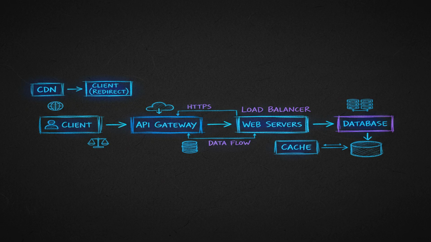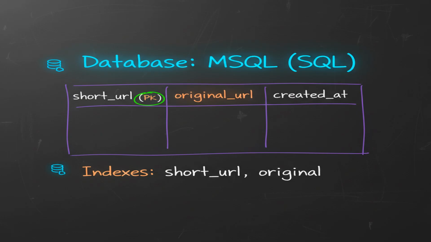Here's the high-level architecture. Clients send shortening requests to an API gateway, which routes them to our web servers. A load balancer distributes traffic across these servers. The web servers interact with a database to store URL mappings and a cache for frequently accessed short URLs. For redirection, the process is similar, but the cache and CDN play a crucial role in minimizing latency. This layered approach allows us to scale individual components as needed.